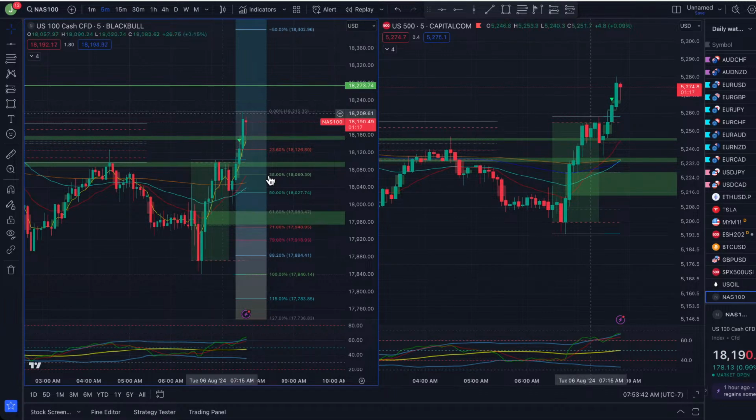Again, retracement, gesticulation, extension. You want to see at least 3 5-minute candles bouncing off of one of these important lines.